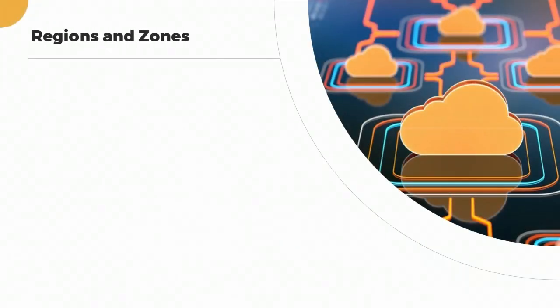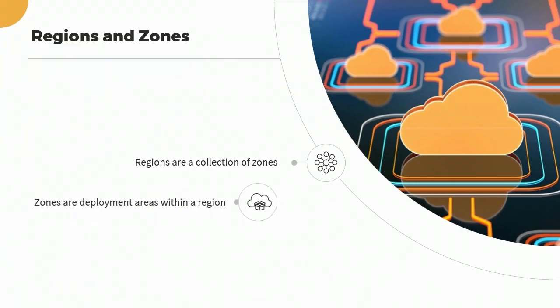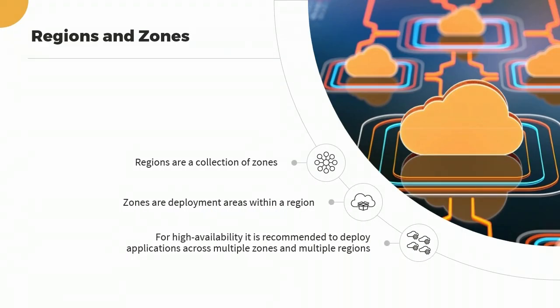Now, regions and zones play a role here. Remember, regions are just a collection of zones, and zones are deployment areas within a region. For high availability, it's recommended to deploy our applications across multiple zones and multiple regions, and our load balancer is going to be attached to each of these regions to make sure that traffic is evenly distributed for our users.